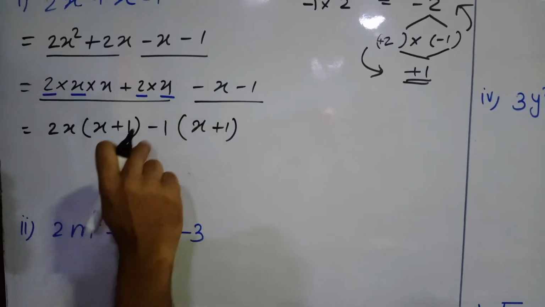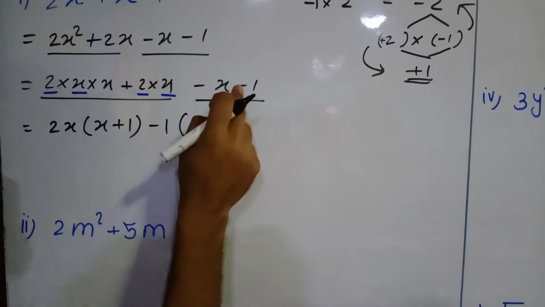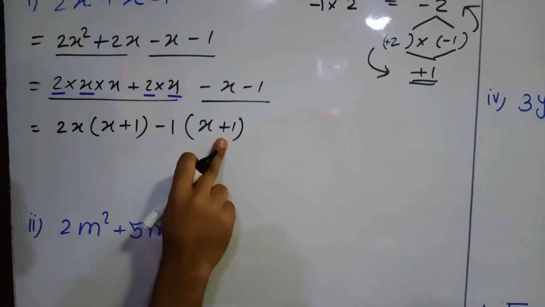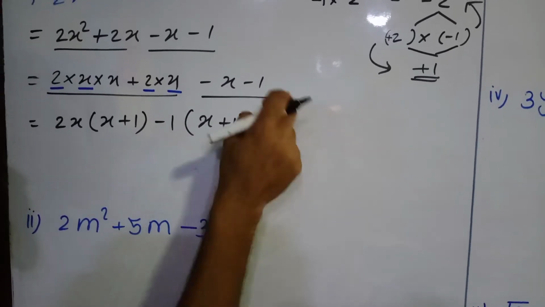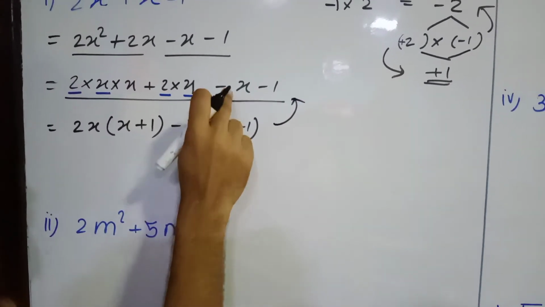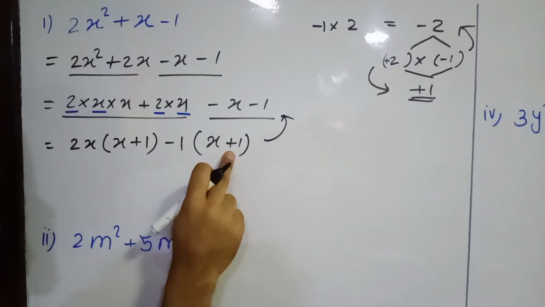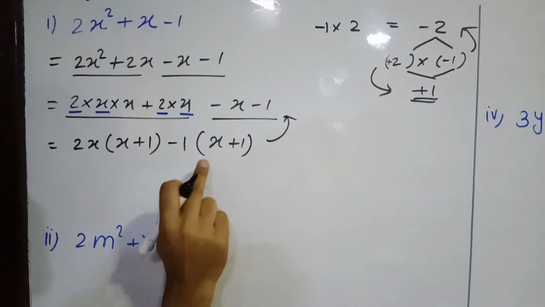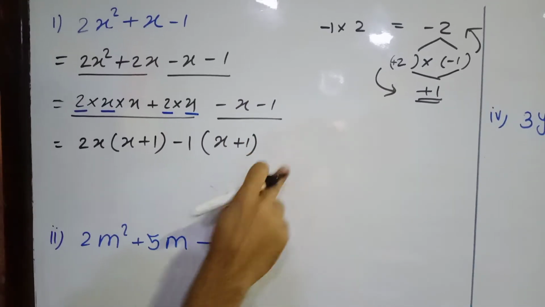How did we get x plus 1? This minus comes out, so we got plus x. This minus also comes out, so we got plus 1. If we go in reverse, we get the same answer: minus 1 into minus x gives plus x, and minus 1 into plus 1 gives minus 1. So we can write x plus 1.